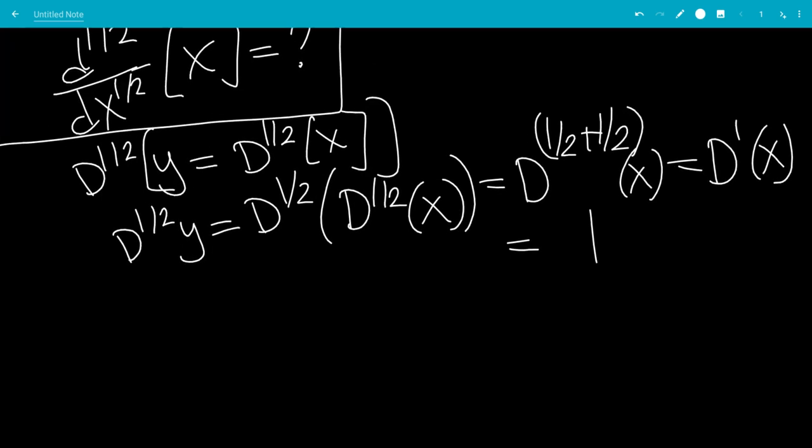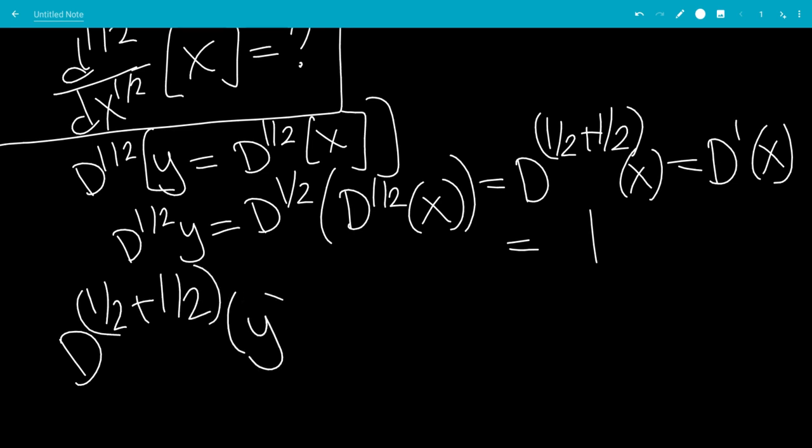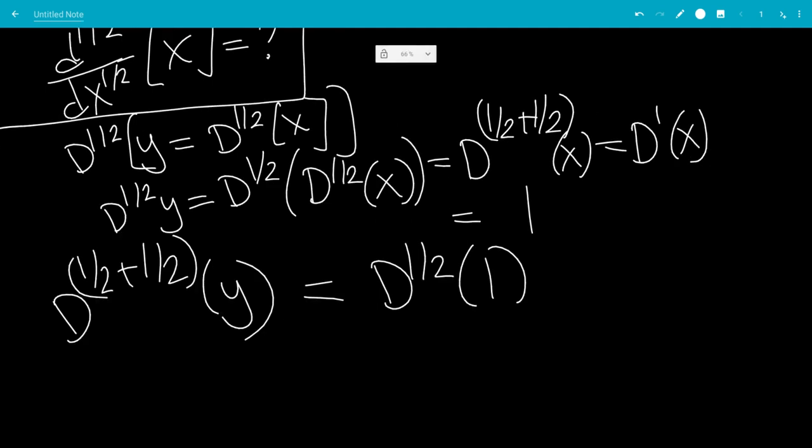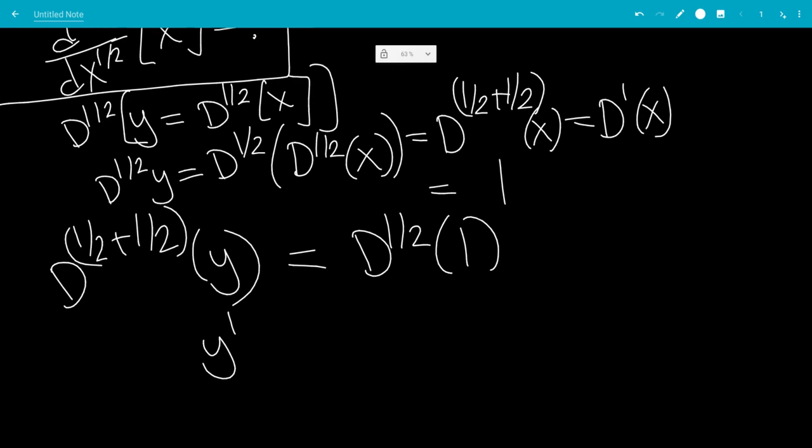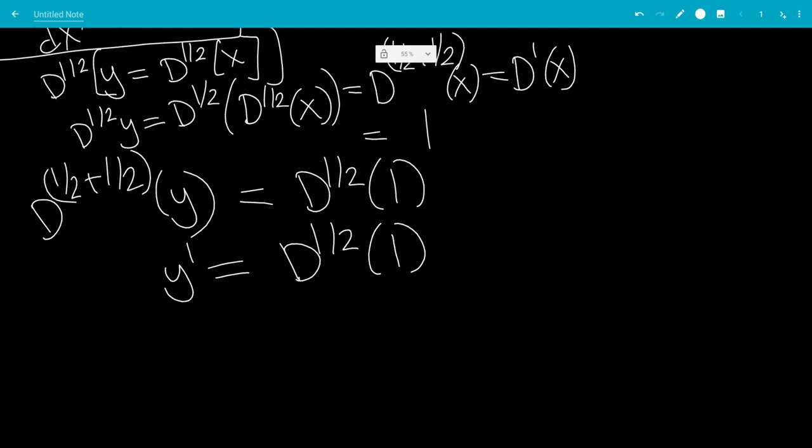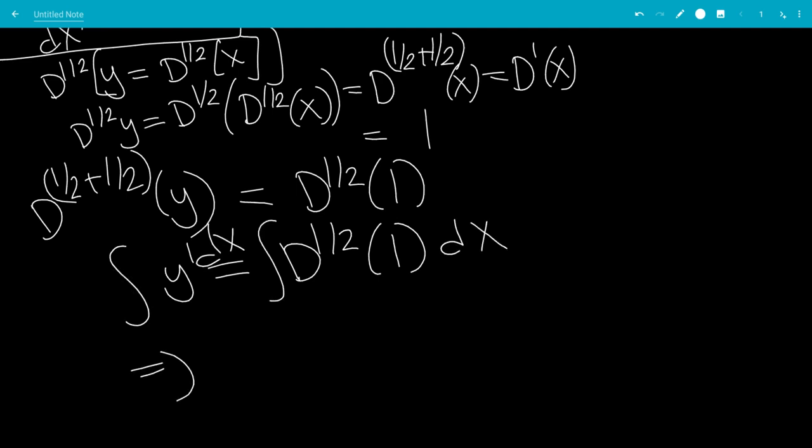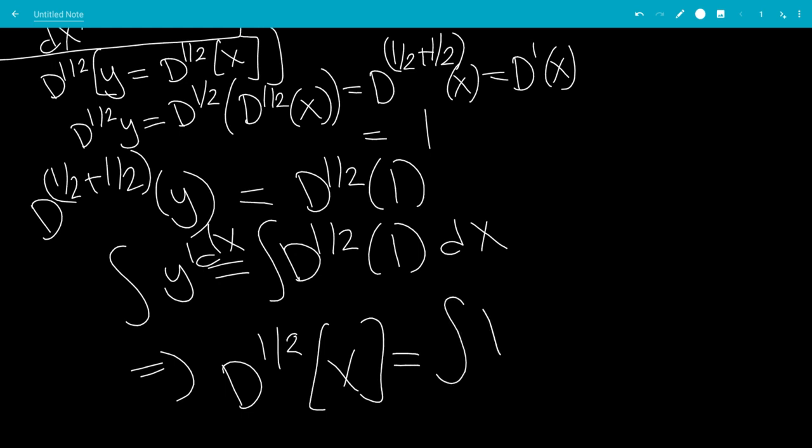So now we're going to take the half derivative again. So we have 1/2 plus 1/2 of y equal to the half derivative of 1, which is just y prime, so that's the derivative of y being equal to half derivative of 1. And obviously to get y back, which is the half derivative of x, we have to integrate both sides. So now we have that y, which is the half derivative of the function x, will be the integral of the half derivative of the function 1.